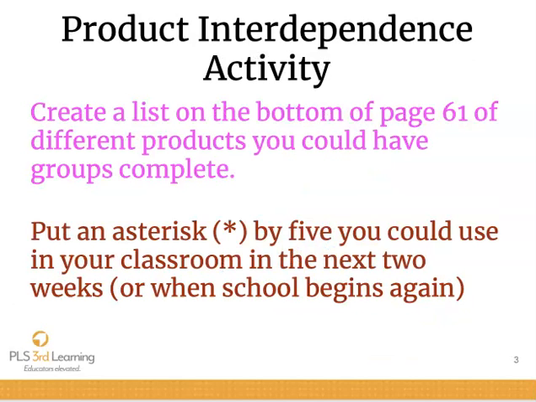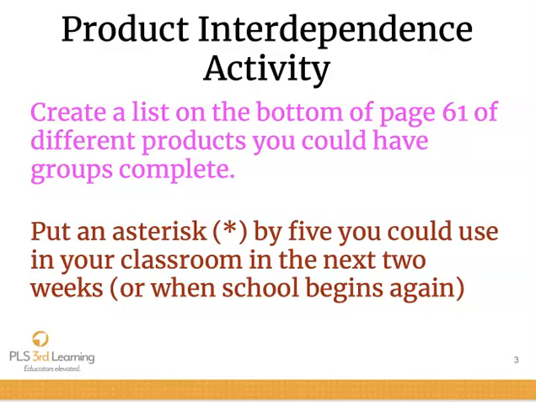Please go to Canvas, Modules, Section 3, Part 2, Product Interdependence Activity Discussion Area. Please turn to page 61, Product Interdependence Activity. Using the editable Google Doc assigned for your grade level group, create a list of different products you could have groups complete. Thinking of the future, individually jot down 5 of them on page 61 you could use in your classroom in the next 2 weeks, or when school begins again.